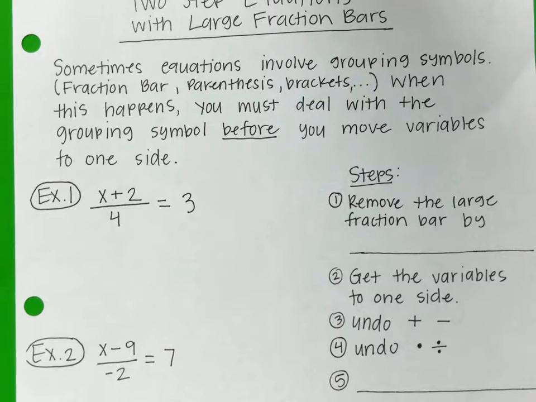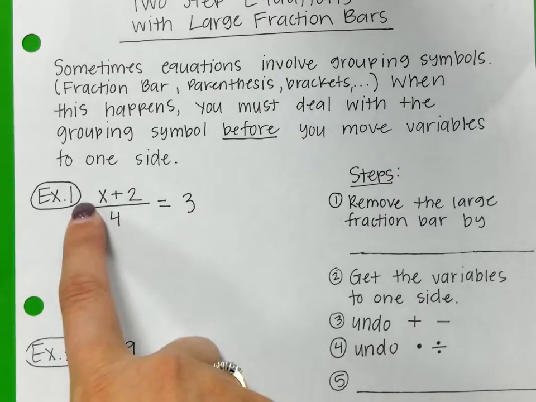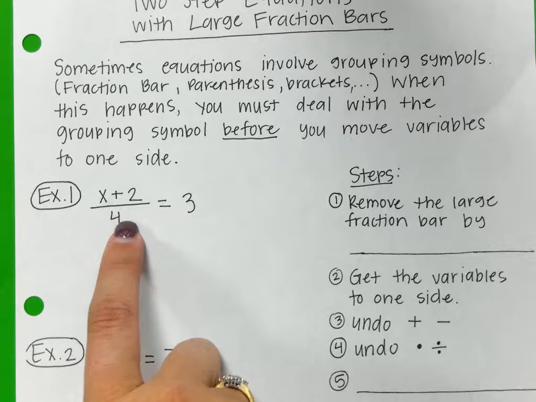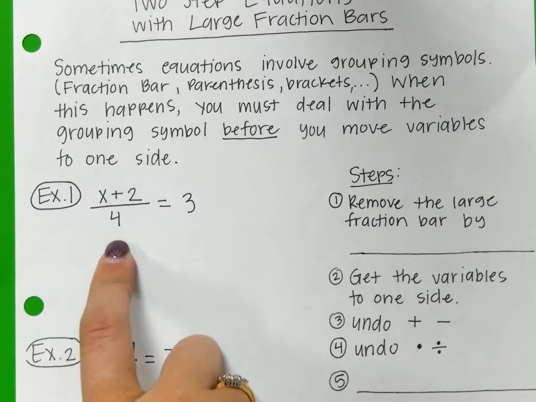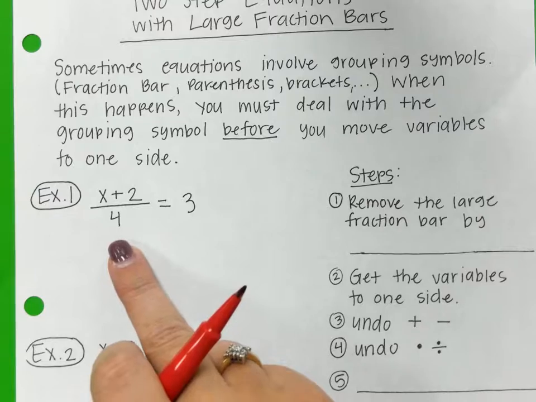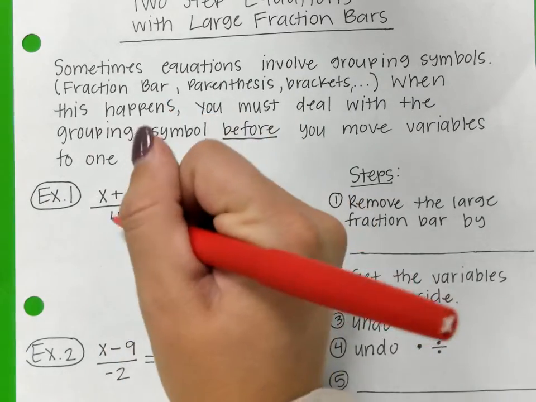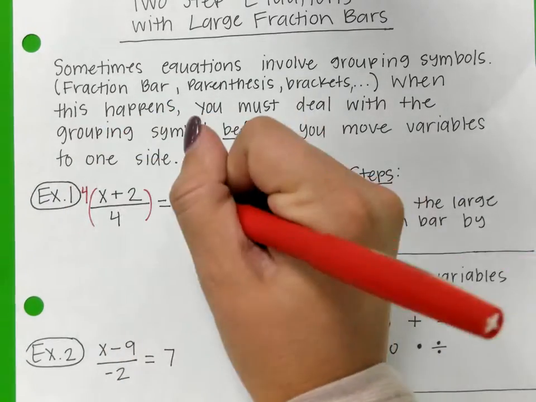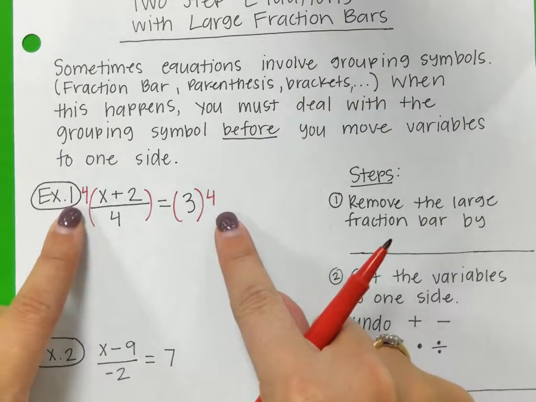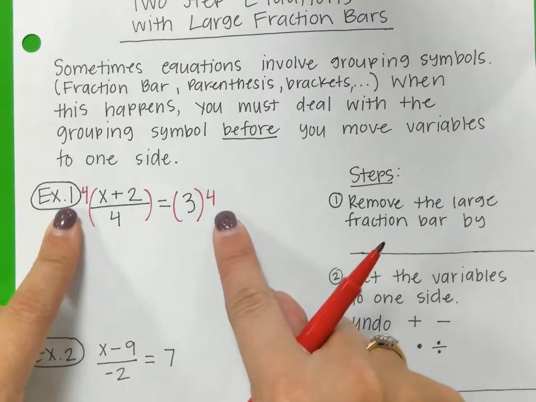So if you're trying to get something to the other side or get something to go away, you have to do the opposite operation. So if this fraction bar right here means that I'm dividing x plus 2 divided by 4, and I want to get rid of that fraction bar, Amon, what do I have to do? You have to multiply, but what am I multiplying it by? 4, because that's what I'm trying to get rid of. Whatever I have to do to one side, remember you have to do it to the other side. So you have to multiply both sides by 4.